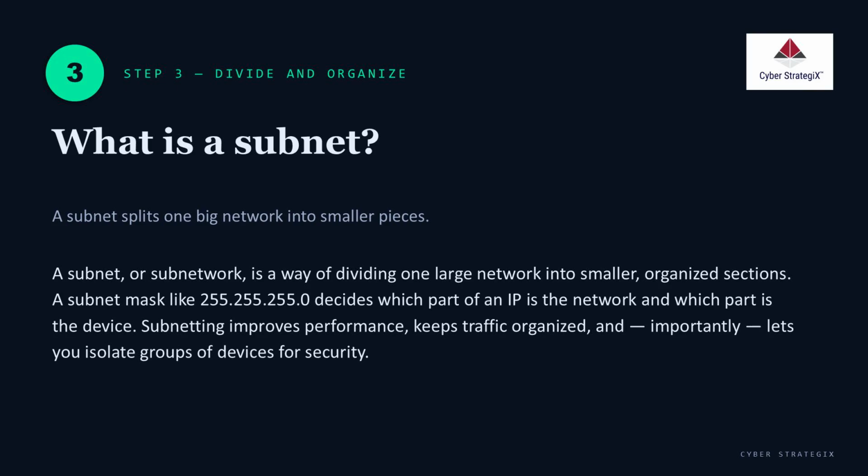As networks grow, you don't want every device in one giant pool. A subnet, short for subnetwork, splits one large network into smaller, manageable sections. A subnet mask, you'll see 255.255.255.0 a lot, is the ruler that decides which part of an IP address names the network and which part names the individual device.